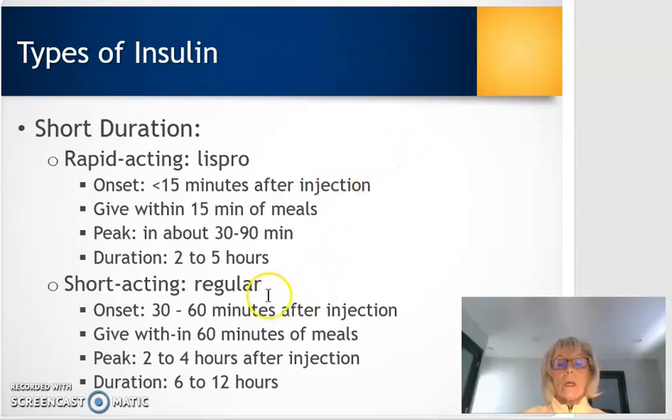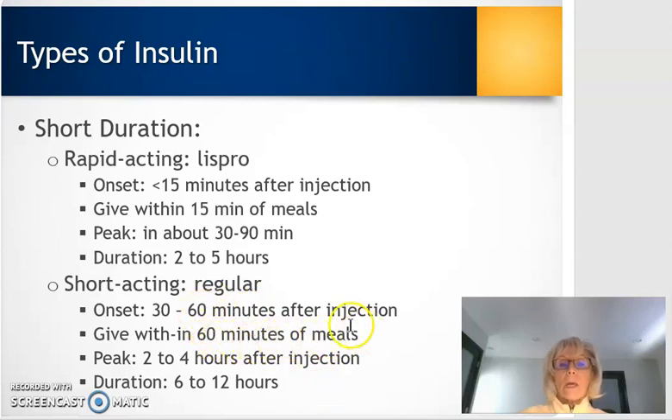Just a little bit more information about the short acting insulins. We talked about Lispro, which is a very rapid acting insulin. It's very important to give within 15 minutes of meals, because that's when it starts to work. But you have to remember that if a patient doesn't eat, you're going to see hypoglycemia at about 30 to 90 minutes after giving this. The duration is 2 to 5 hours, so you've got to remember it has to be given again when the patient eats.